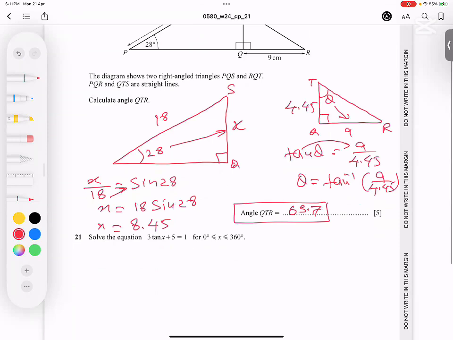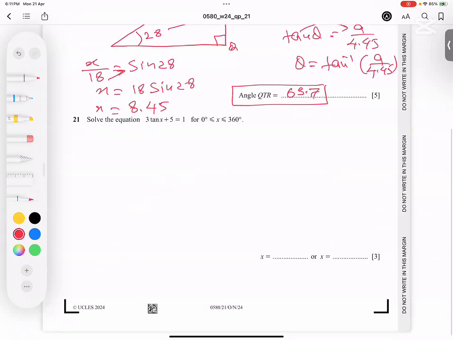So let's go for the next question on the same page. We have to bring the 5 to the other side. So 3 tan x is equal to 1 minus 5. And this 3 will divide under -4.